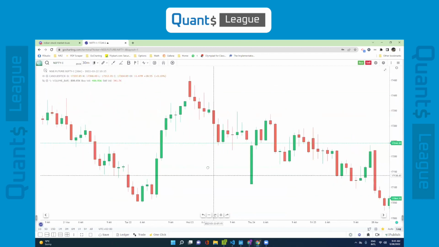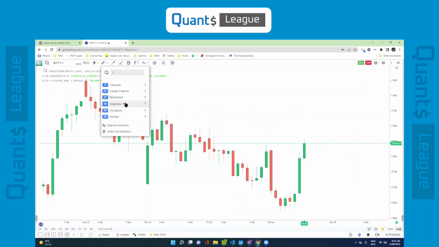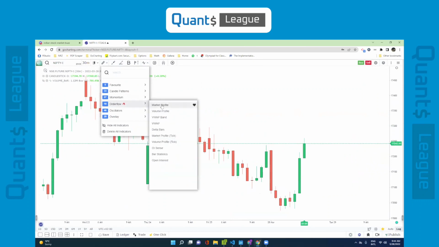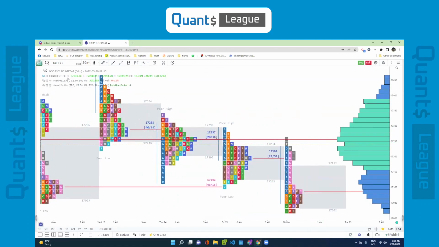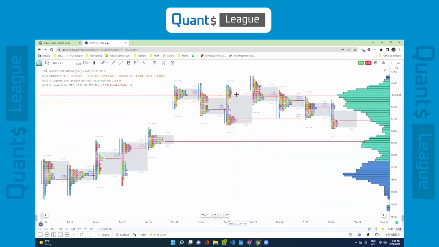Then you have concepts like volume profile and market profile. Under indicators, you can go and create something called market profile here. So that's a market profile chart. If you know the concept of market profile, awesome. If you don't, basically it again creates these profiles based on time rather than volume.